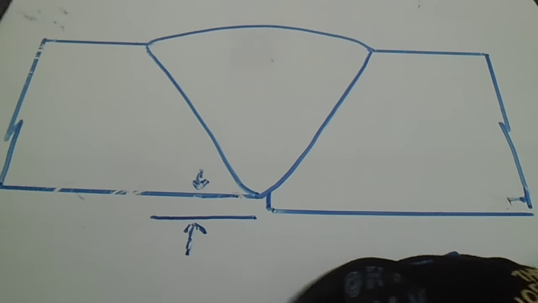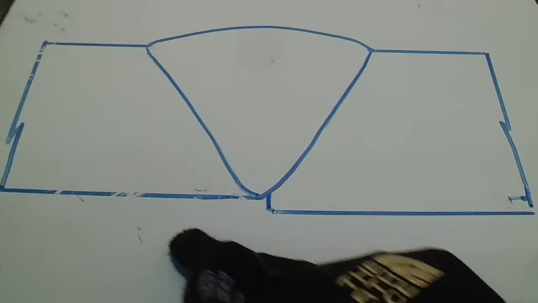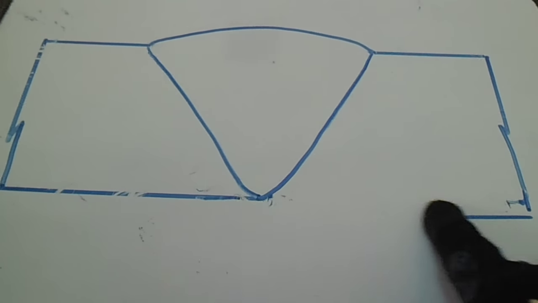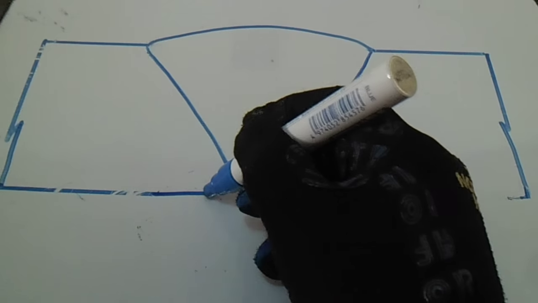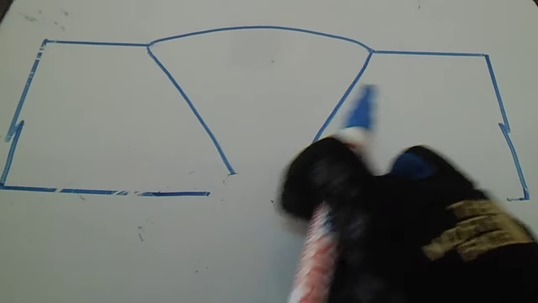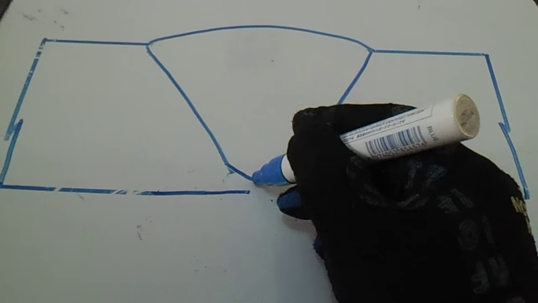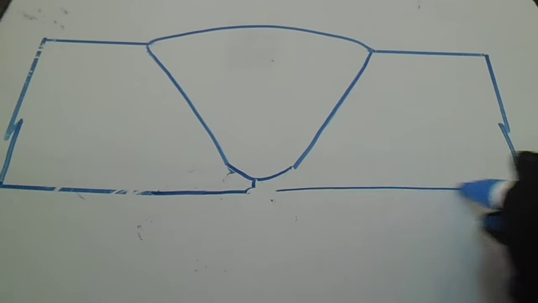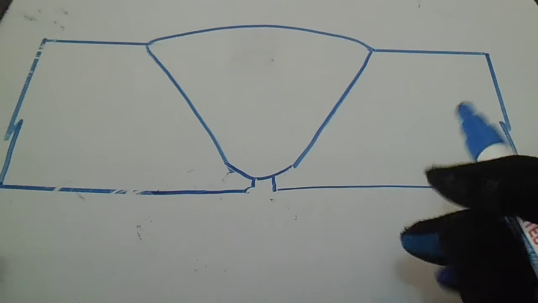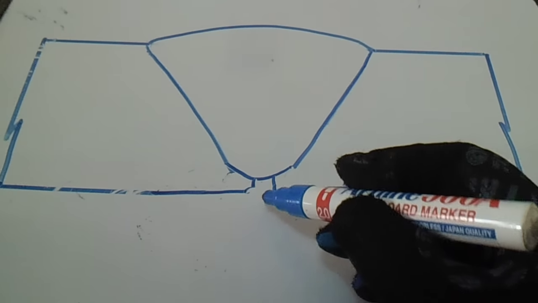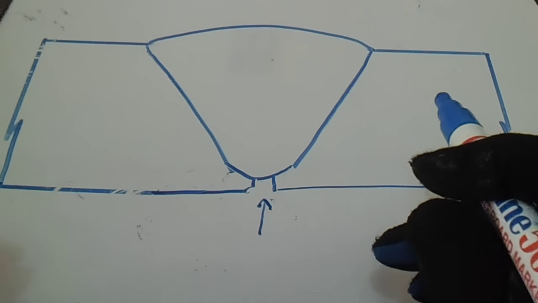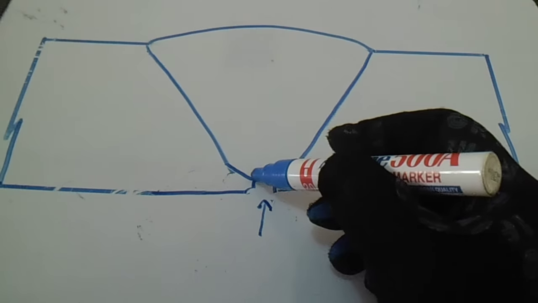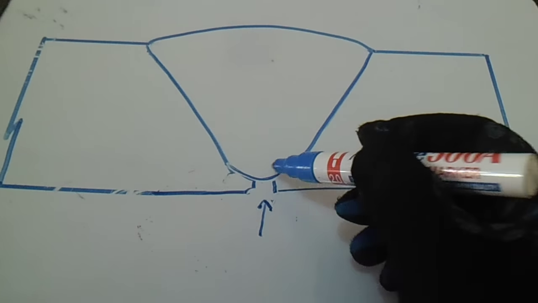Okay, so next, this is a misalignment, and I will draw another weld defect. So this is an incomplete penetration, or IP, or lack of penetration. Okay, this is a lack of penetration.